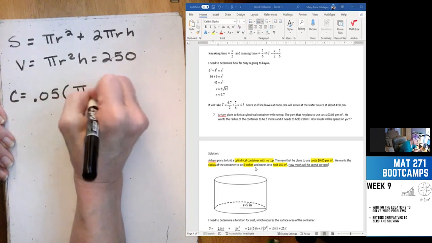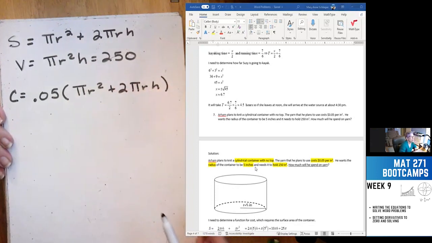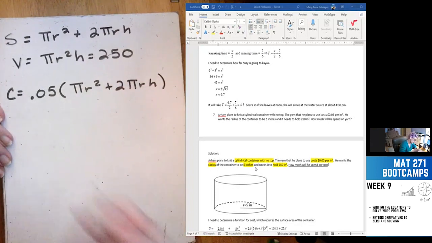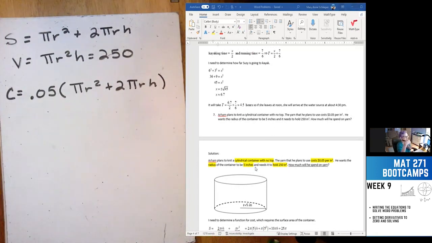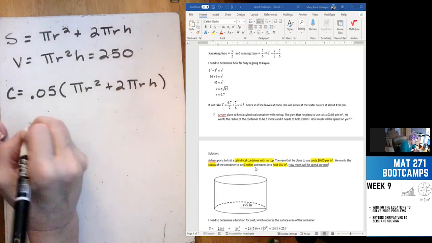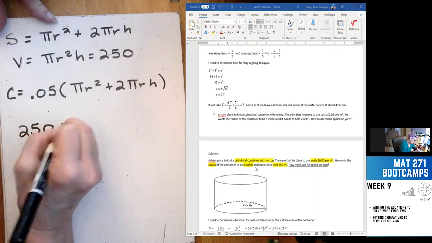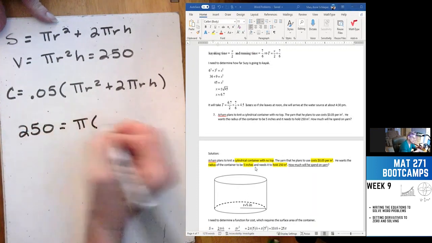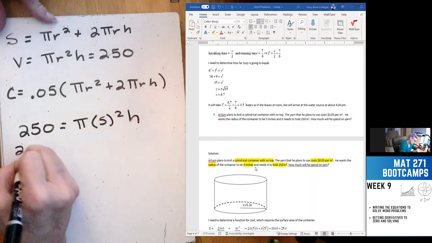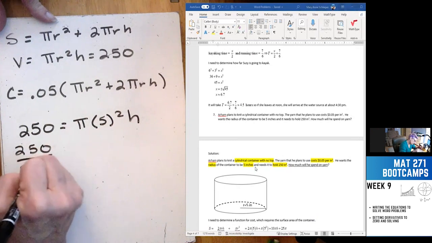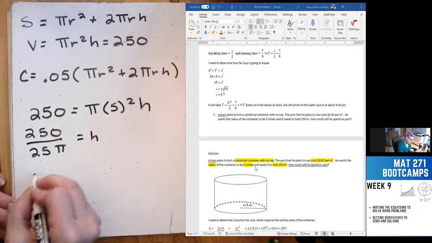times pi r squared plus 2 pi r h. And we know that the radius is going to be 5 inches. We just want to know how high he's going to need to make the sides and then how much he's going to spend on his yarn. So since volume is 250, pi r squared h, where r is 5, 250 over 25 pi is equal to my h.